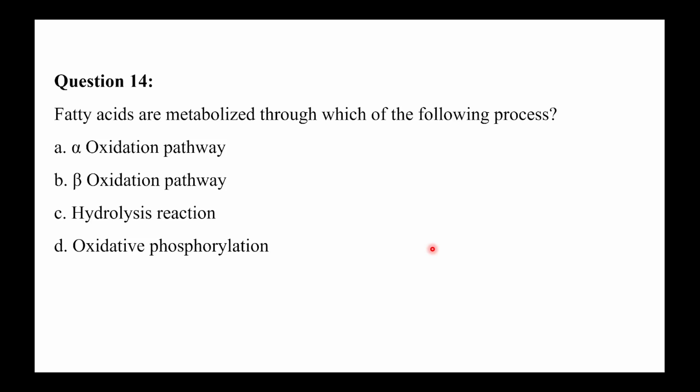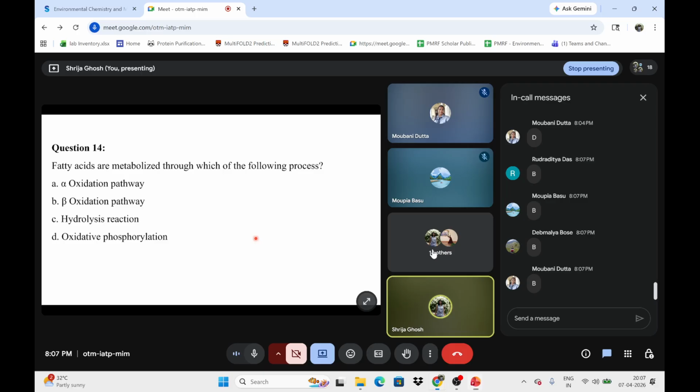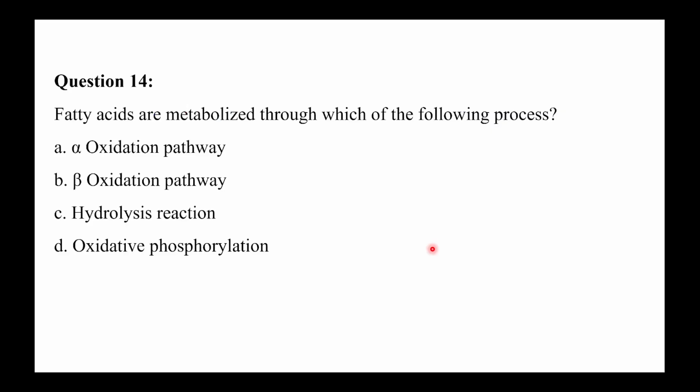What would be the correct answer? All of you write your answers in the chat box. I can already see 4 answers in the chat box. Anyone else wants to write the answers? Okay, so 4 of you are saying option B, beta oxidation pathway. That is the correct answer.